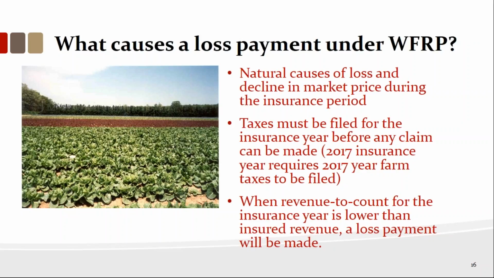When the revenue to count for the insurance year is lower than the insured revenue, a loss payment is made. This is the way it works. Guy's got an average of $1 million. You insure him at 75%. He's got $750,000 coverage. The price drops on corn to $1 a bushel. Price on soybeans drops to $6 a bushel. He's got some watermelons over there. He sells those. He has a wipeout on that from a hurricane. So at the end of the day, he brings in $500,000.